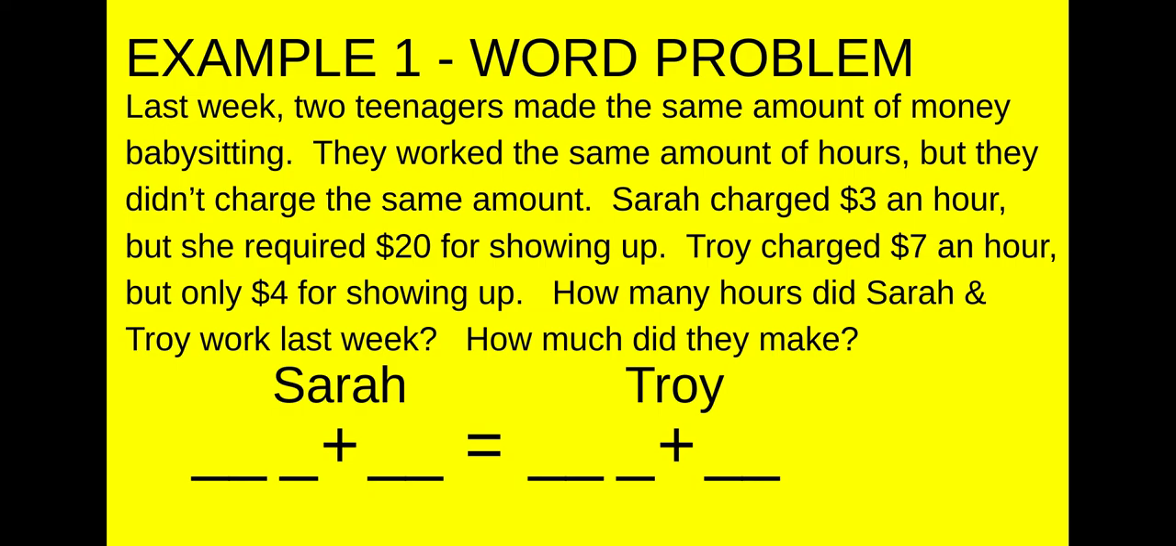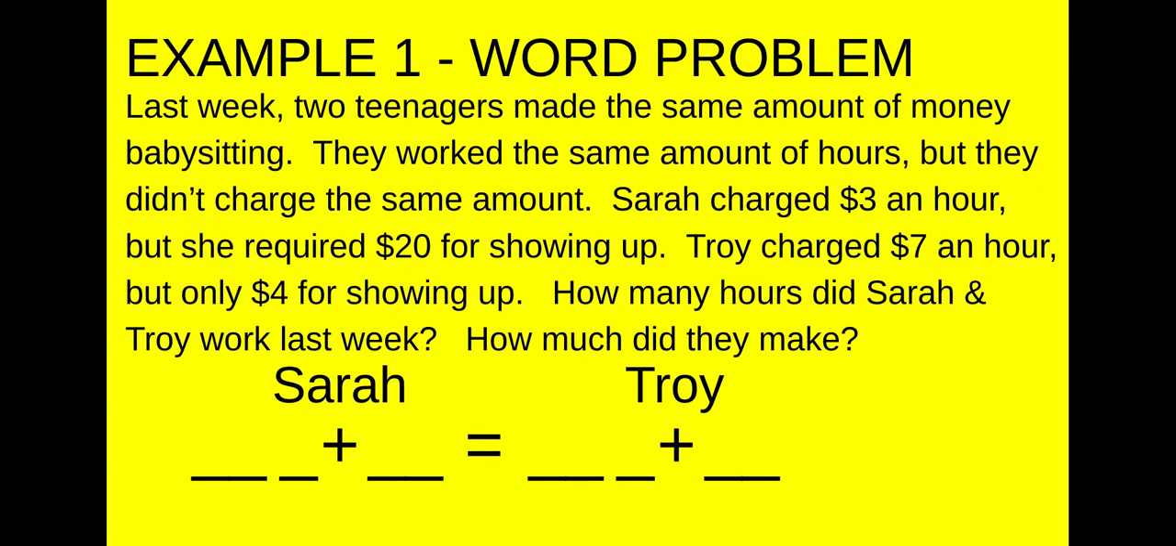So let's start with the really hard one first. Let's go to word problems. Instead of starting from the basics, let's do the opposite. Let's start with hard, and then get easier throughout the day. So here's our example. Two teenagers made the same amount of money babysitting. They worked the same amount of hours, but they didn't charge the same amount. Sarah charged $3 an hour, but she required $20 for showing up. Troy charged $7 an hour, but only $4 for showing up. How many hours did Sarah and Troy work last week, and how much money did they make?